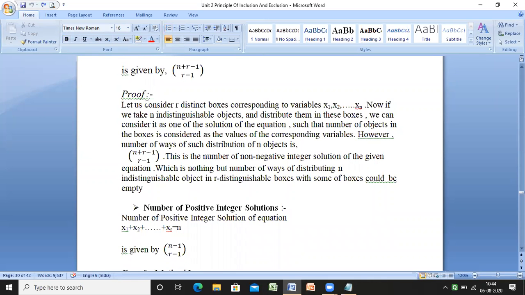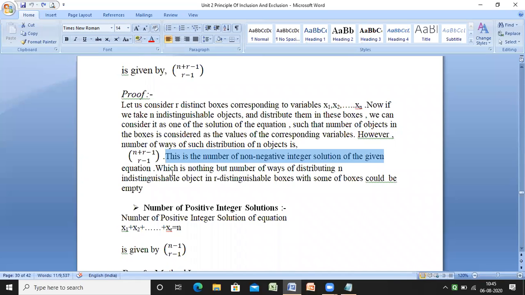Let us consider there are r distinct boxes, and their values are x1, x2 up to xr. We are going to take n indistinguishable objects and distribute them in these boxes. We consider it as one of the solutions of the equation, such that the number of objects in the boxes is considered as the corresponding values. The number of ways to distribute such objects is C(n plus r minus 1, r minus 1), and this is the non-negative integer solution.